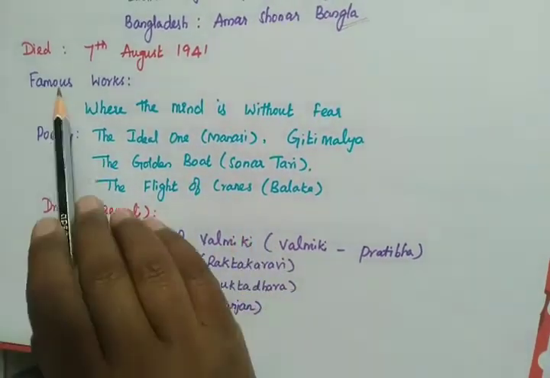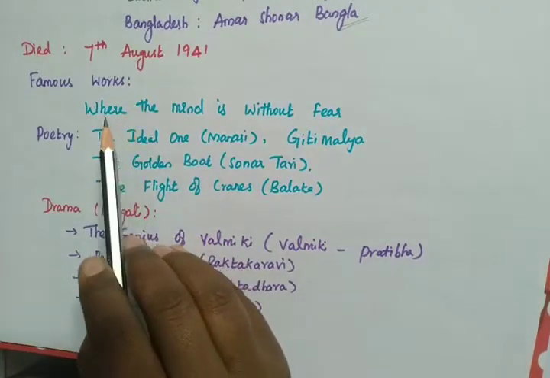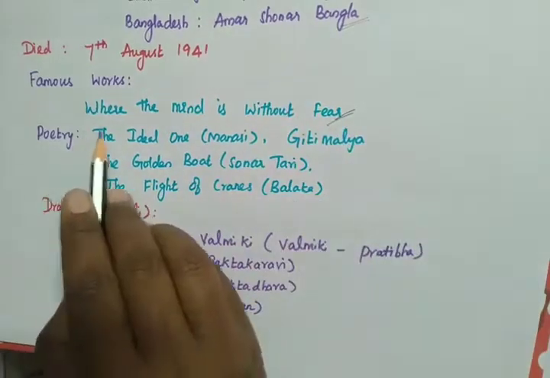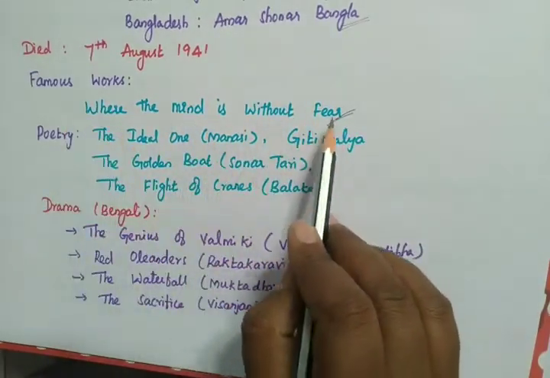And these are the famous works which he has written. Where the Mind is Without Fear. This is in our syllabus. This is an important poem which we have to remember. Famous works: Where the Mind is Without Fear.